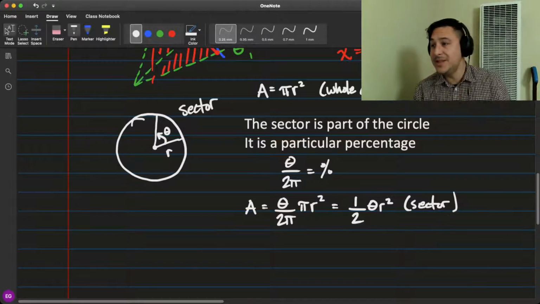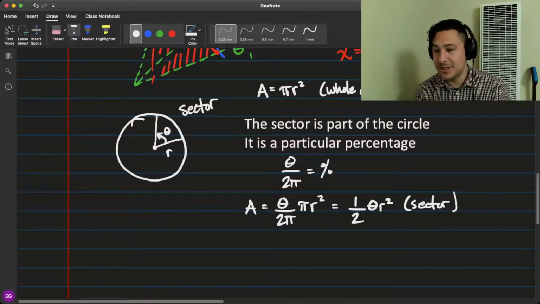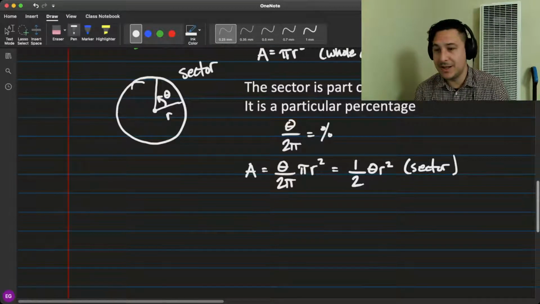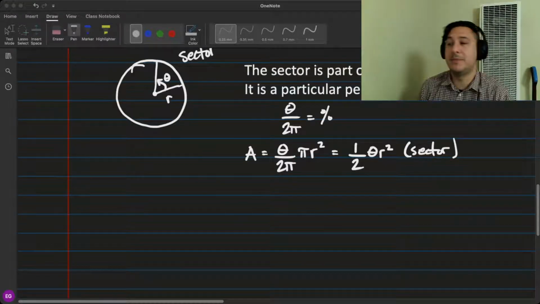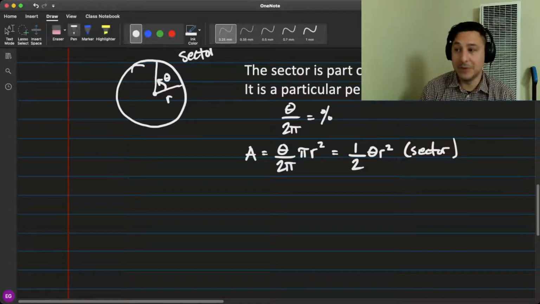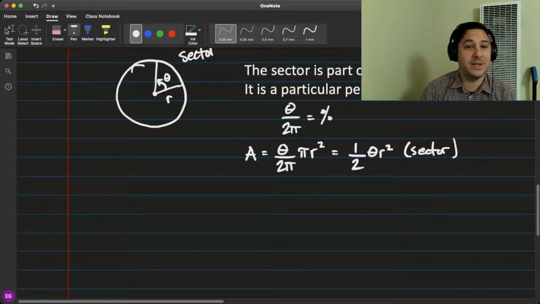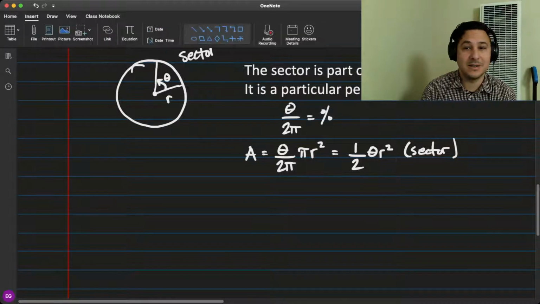Now we're going to use this. This is actually going to be really useful for us. You might be wondering, Professor, why do you care about this formula? Well, let's draw a picture and you'll see why.